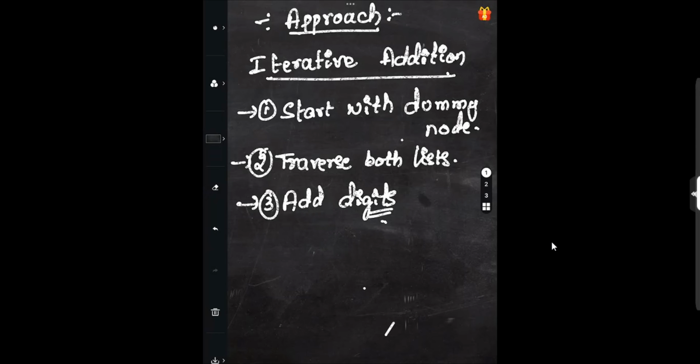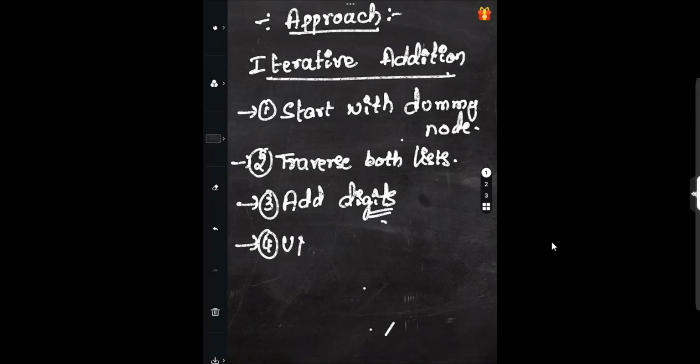L1 and L2 are nothing but lists, right? We have been given the two lists. At each step, we are adding the corresponding digits of L1 and L2 along with the carry from the previous step. This we have to keep in mind. So this will be the third step. Let's move on to the fourth step.